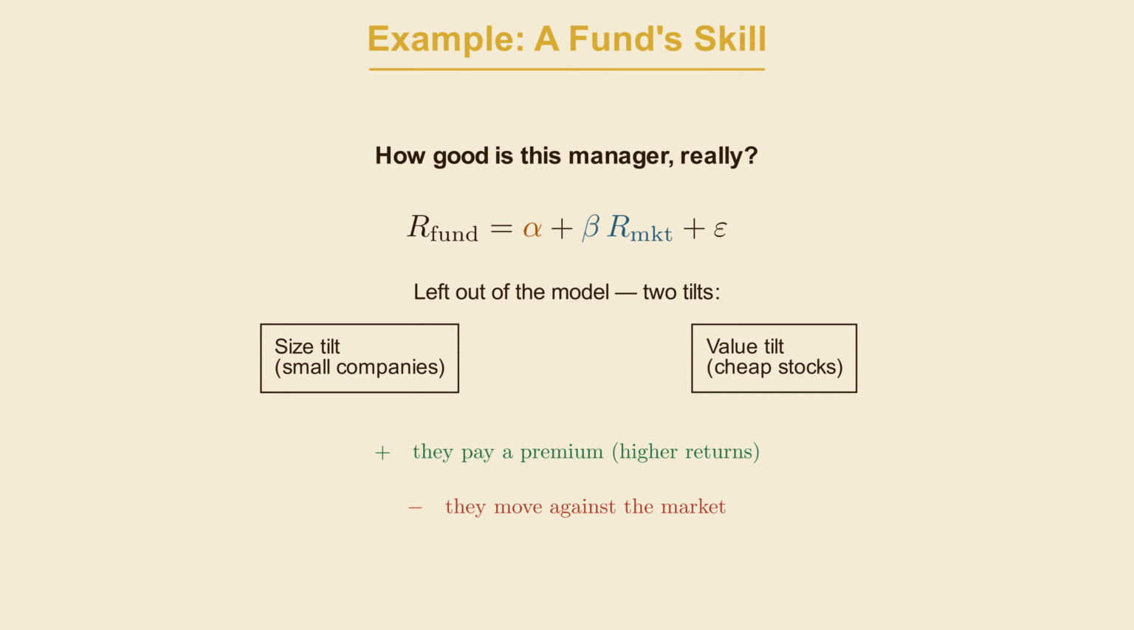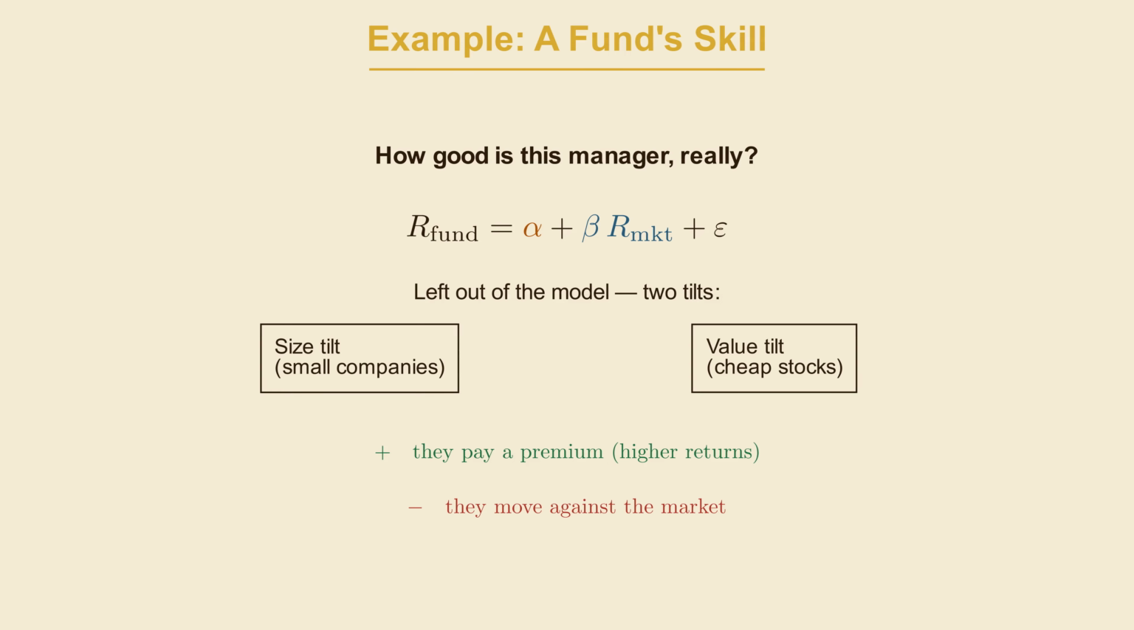So watch what that does to our two numbers. First, these extra returns from investing in the size and value premiums have to go somewhere. The only place left for it to go, for a steady unexplained return, is to sit in the intercept. So the alpha drinks up the premium and looks like real skill.